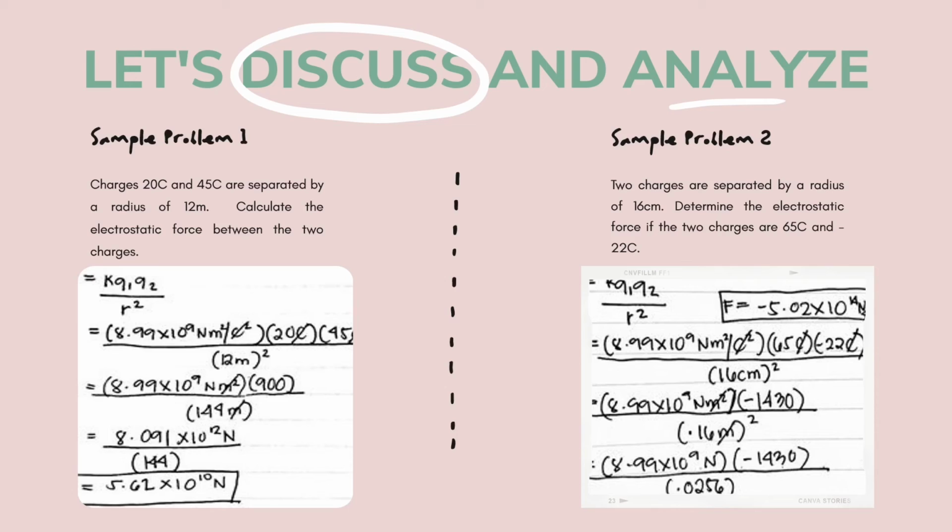Since we have multiplied, we will then divide by 144. Then the answer is 5.62 times 10 to the power of 10 Newton. The same goes for problem 2, which is the same process of how we got 5.62 times 10 to the power of 10 Newton.